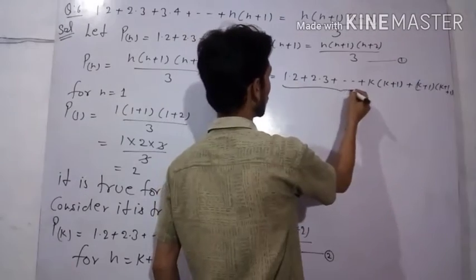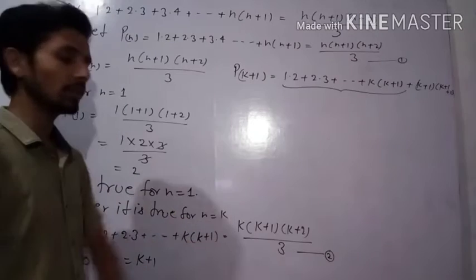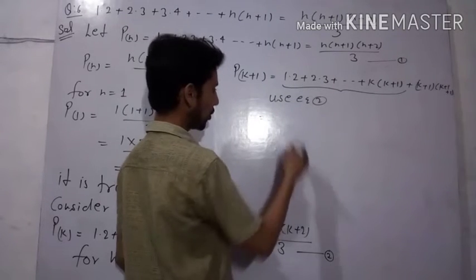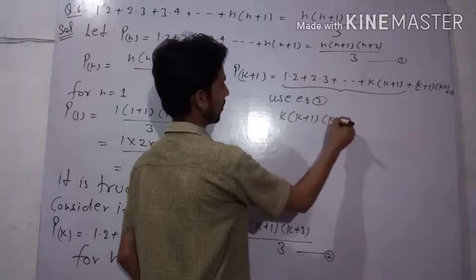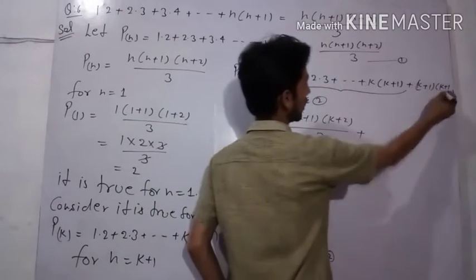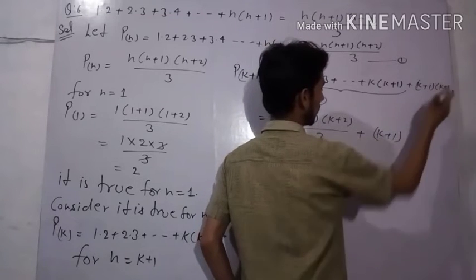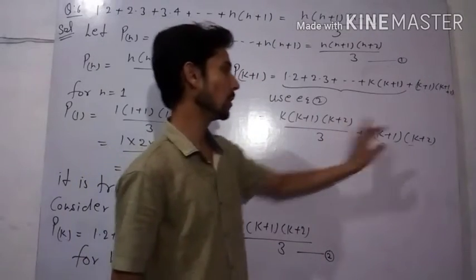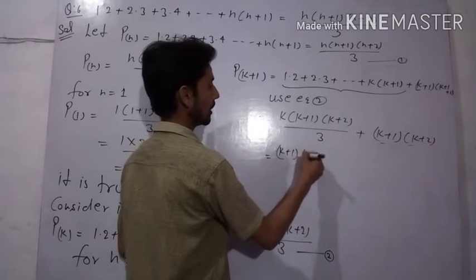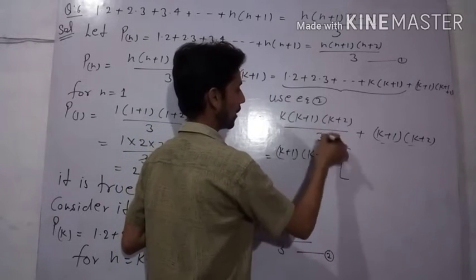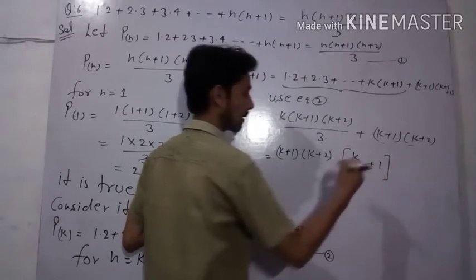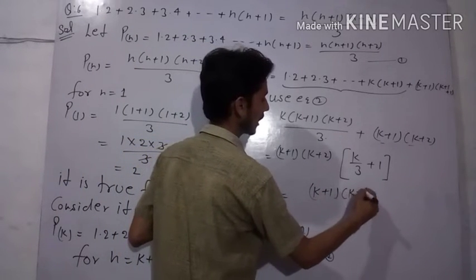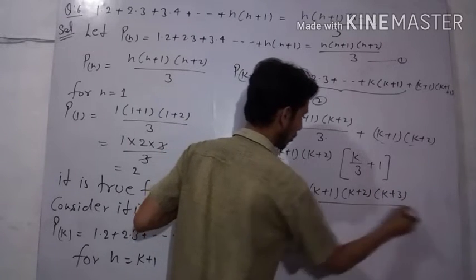At the place of these we put the value from equation 1. Use equation 2, sorry, equation 2. The value of these is k plus 1, k plus 2 upon 3, and plus k plus 1, k plus 1 plus 1, k plus 2. So k plus 1 and k plus 2 are common in both of them. K upon 3 remains from here, and from here 1. So now take LCM: k plus 1, k plus 2, k plus 3 upon 3.